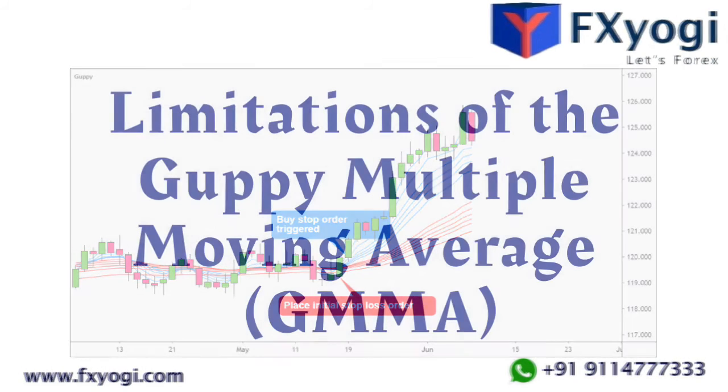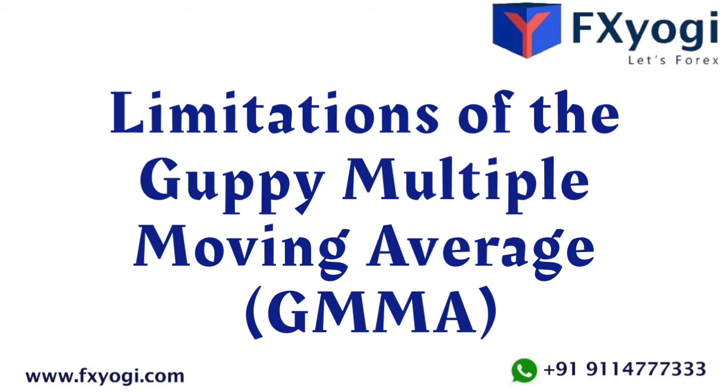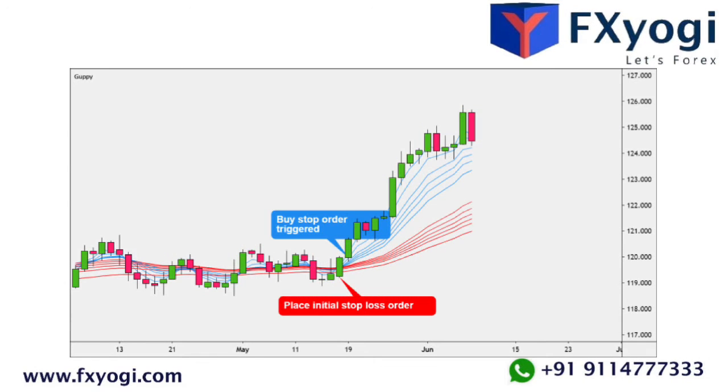Limitations of the Guppy Multiple Moving Average, GMMA. The main limitation of the Guppy is that it is a lagging indicator. This is because the Guppy consists of exponential moving averages, EMAs, and as we have mentioned in a previous lesson, EMAs are lagging indicators. A lagging indicator gives a signal after the trend has started. This means that waiting for the EMAs to cross over can sometimes result in an entry or exit that is too late, as the price has already moved significantly.